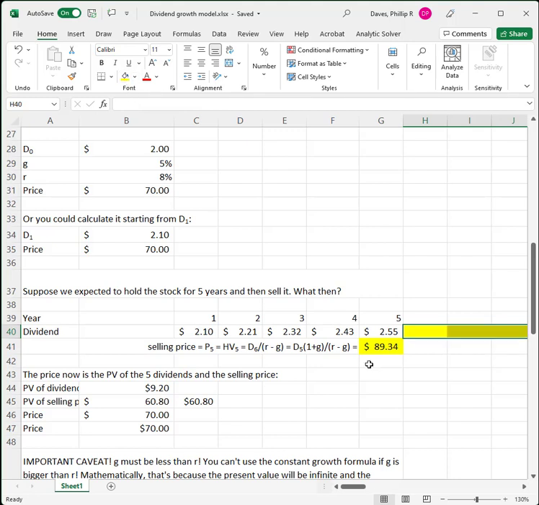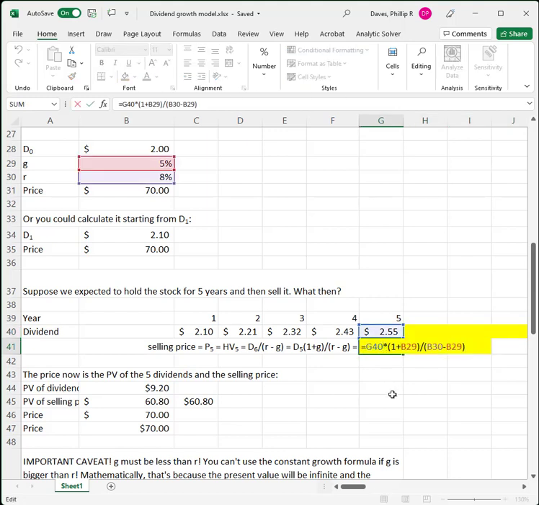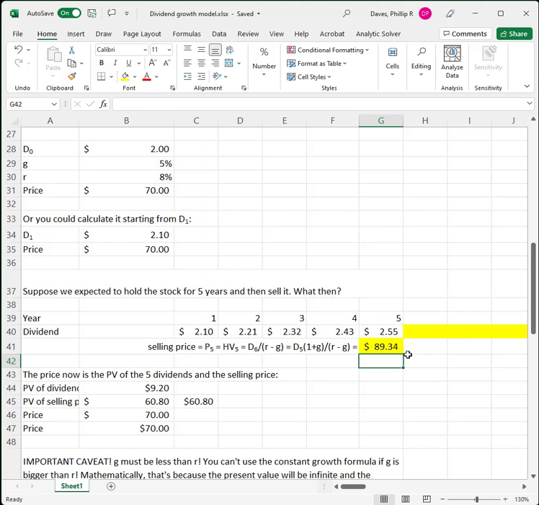The price in year 5 ought to be the present value of all the dividends in year 6, 7, 8, 9, 10 forever and ever. And that can be calculated using that constant growth formula. The price in year 5 is going to be dividend in year 6, which is also the dividend in year 5 grown up by 1 period, or D5 times 1 plus G. So here's D5 times 1 plus G divided by R minus G. So this 89.34, which is highlighted in yellow, is the present value of all of these dividends starting in year 6 all the way back to right at year 5.